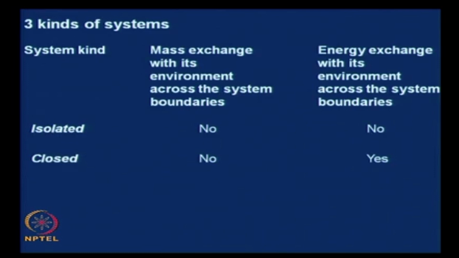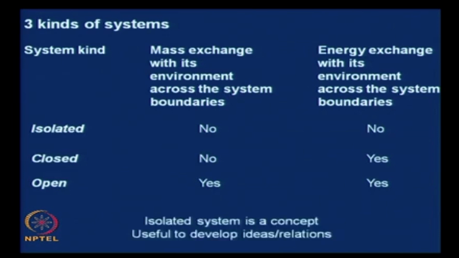The second kind of system is called a closed system, where there is no mass exchange between the system and its surroundings, whereas there could be energy exchange. The third is an open system, where there could be mass exchange as well as energy exchange between the system and its surroundings. It is easy to imagine closed systems. You take a closed box with some material in it, and there is no way that the material could escape, whereas you can add heat to it and so on. That is a closed system.